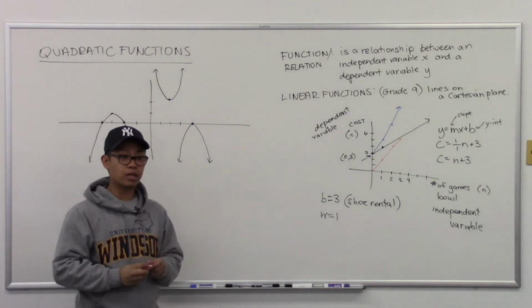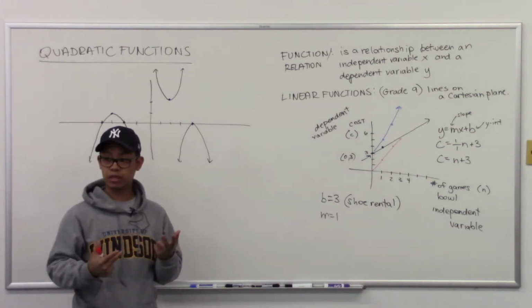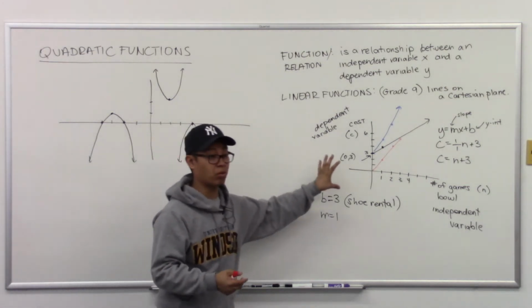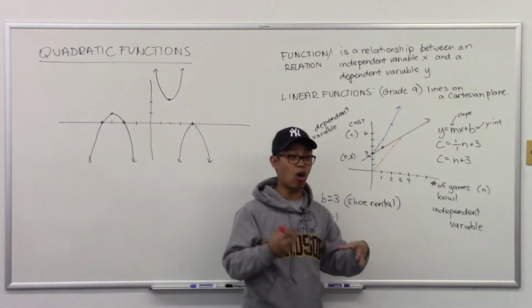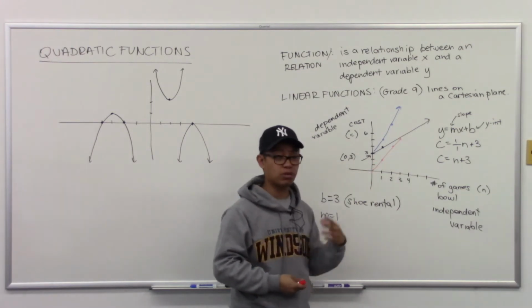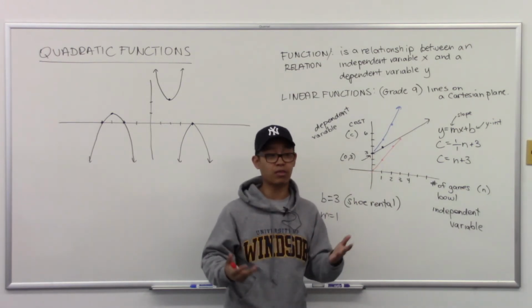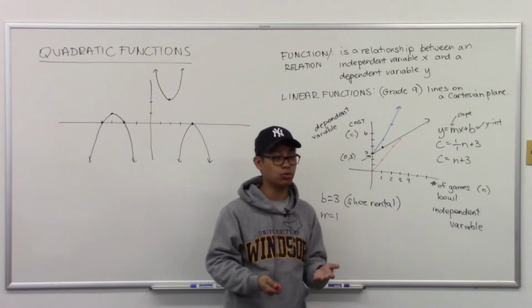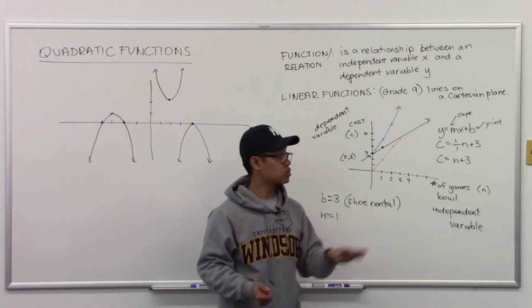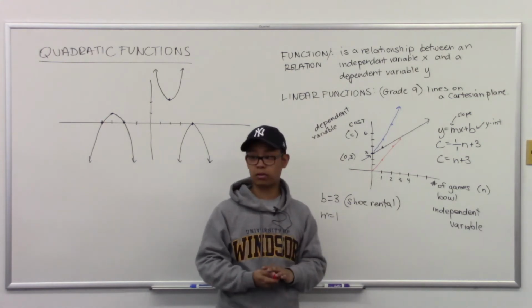The important thing is that we use math in real life situations to get data points, all these ordered pairs, and they all have significance in the word problem. That y-intercept (0, 3) doesn't mean nothing. It does have some significance. It's shoe rental. That slope of 1 means something. Okay? So that's linear functions. That's what you tackled in grade 9.